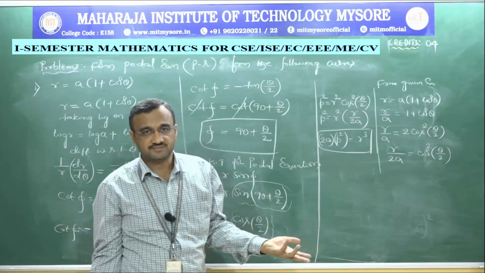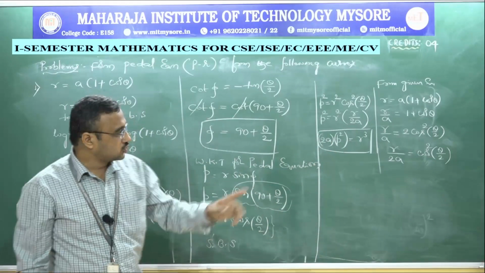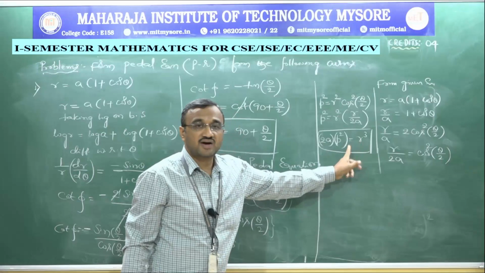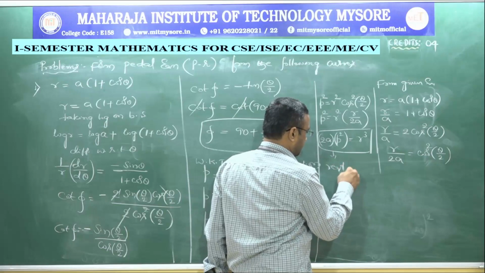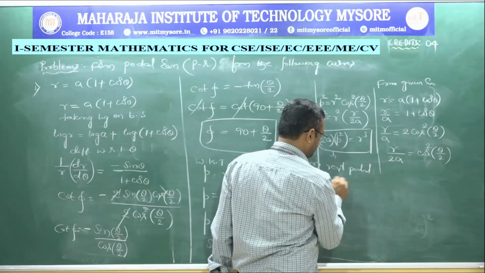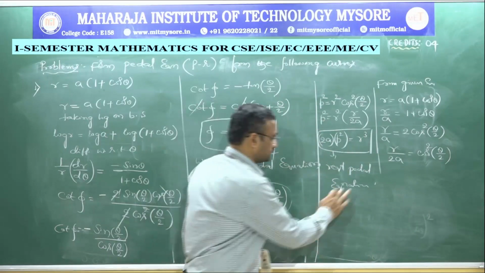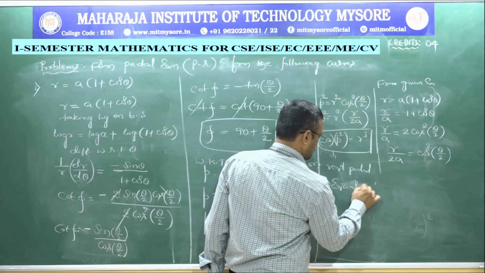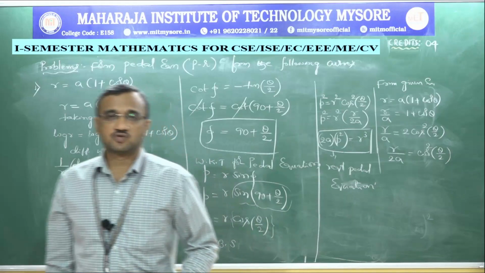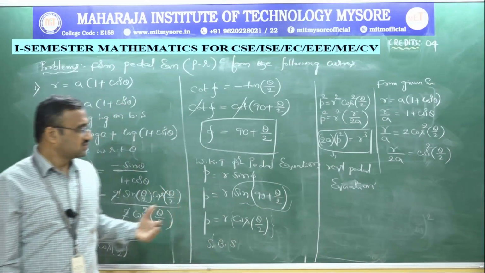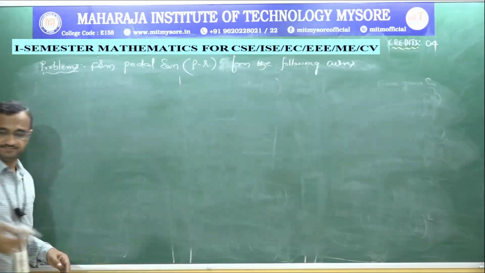No problem about the constant. Simply say, an equation is said to be a PR equation if it contains only P and R. This is the required pedal equation. So this is the way, this is the procedure to find out the pedal equation. Okay. So I am going to solve another problem.